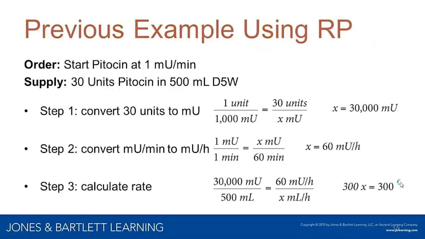There it is. Okay. So you can see that it takes 2 steps to do the conversion and then a 3rd step to do the calculation. So whereas dimensional analysis does everything in one fell swoop, if we use ratio proportion, we have to do it in 3 steps.